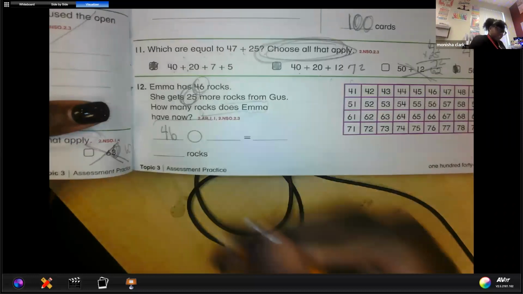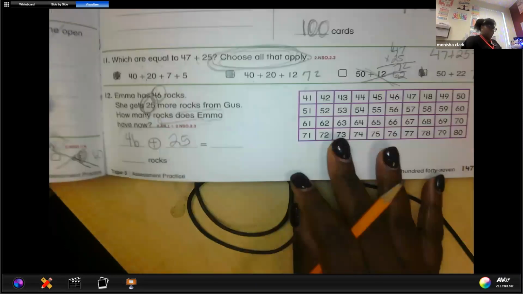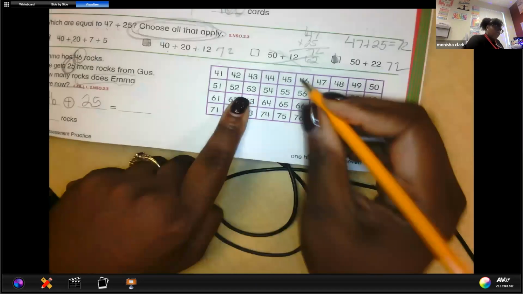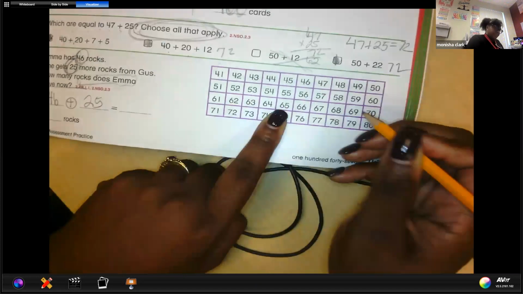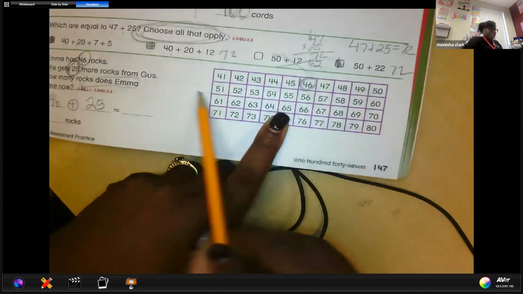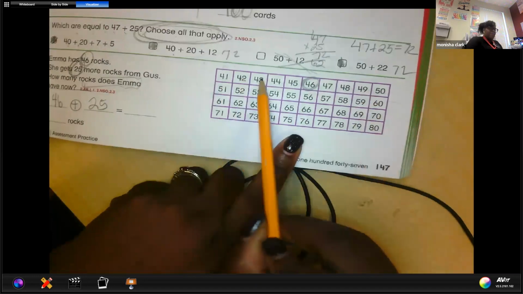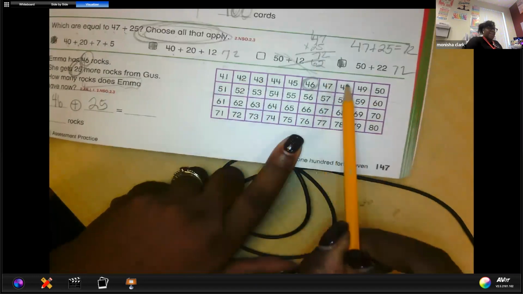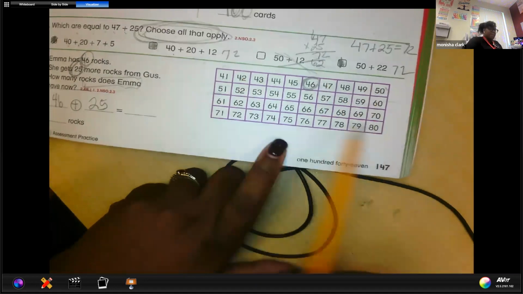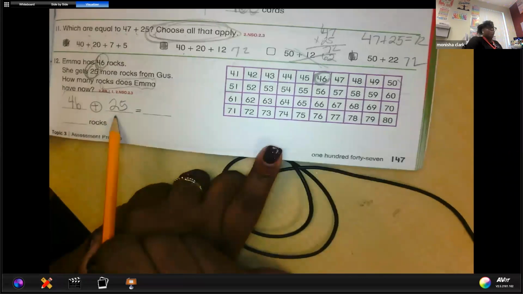Good old Gus. So now let's look at our numbers, our 100 chart. We're going to start at 46. Everyone circle 46 on your hundreds chart. We know that on a hundreds chart, each one of these equals 10. Let's check it. 1, 2, 3, 4, 5, 6, 7, 8, 9, 10. So we could think of these as tens blocks. So we know that there are 2 tens in 20.